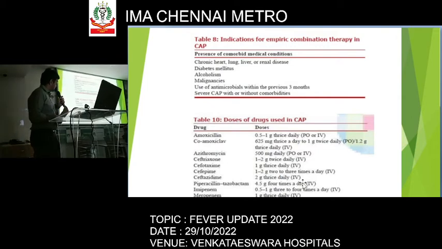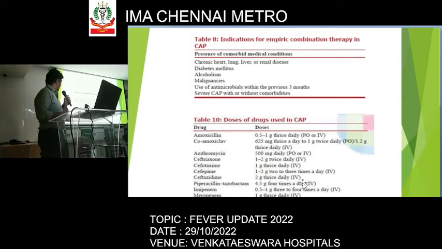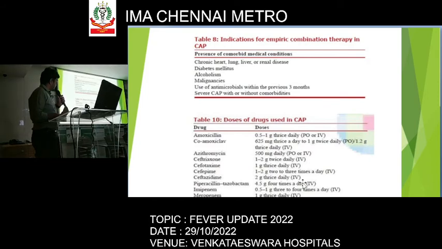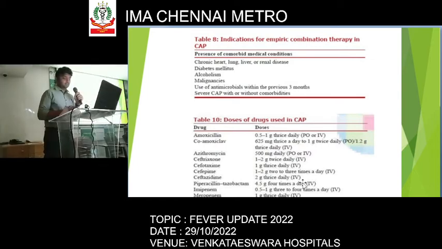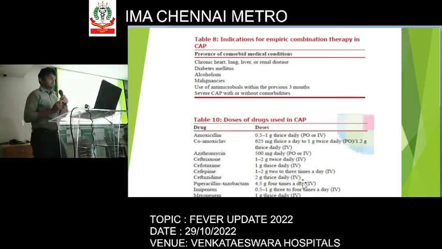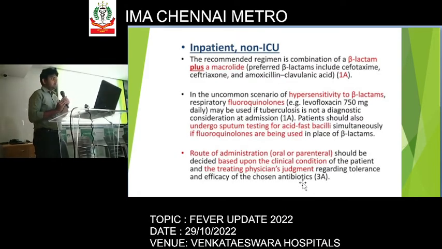These are the common doses of antibiotics which have to be started. We commonly give ceftriaxone 1 to 2 gram twice daily, or cefotaxime 1 gram, and piperacillin and tazobactam 4.5 gram 4 times a day. And these are the common antibiotics which we use. In an inpatient non-ICU setting, the recommended regimen is beta-lactam plus a macrolide. So we commonly prefer ceftriaxone and amoxicillin. When there is resistance or a hypersensitivity reaction to the beta-lactams, in those scenarios we can use fluoroquinolone after ruling out the diagnosis of tuberculosis.